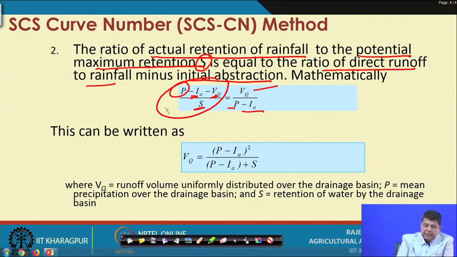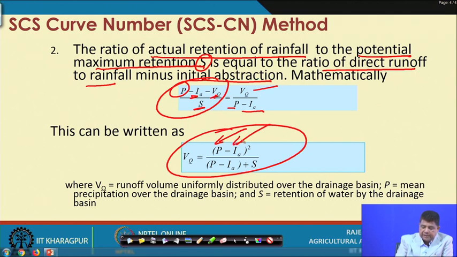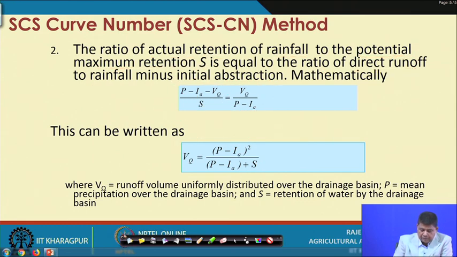And by some mathematical rearrangements, we can also write this equation in this form, that is V q equals (P minus I A) square divided by (P minus I A plus S), and here the terminologies are: P represents precipitation, I A is initial abstraction, and S is the potential maximum retention that we have already seen, the potential maximum retention by the drainage basin. V q is the runoff volume which we want to determine, and that is why the SCS curve number method is used, and P is the mean precipitation over the drainage basin. So, these are the terms which are involved in this equation.